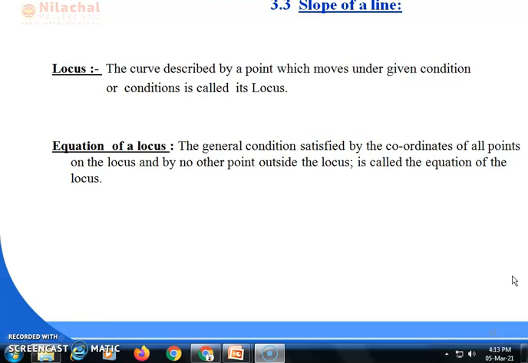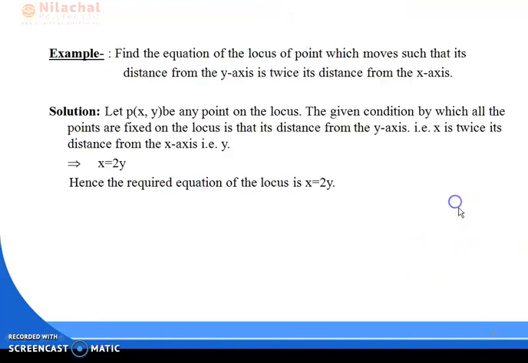Let's see, what is the equation of a locus? The general condition satisfied by the coordinates of all points on the locus and by no other point outside the locus is called the equation of the locus. Let's see an example: find the equation of locus of a point which moves such that its distance from the y-axis is twice its distance from the x-axis.